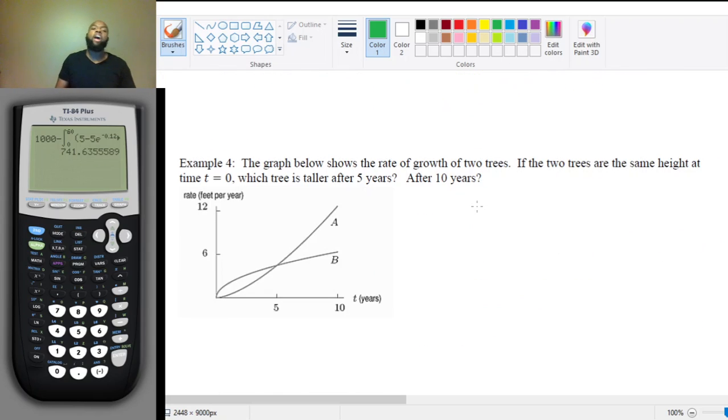One more example. It says the graph below shows the rate of growth of 2 trees. If the 2 trees are the same height at time t equals 0, which tree is taller after 5 years, and then which tree is taller after 10 years? Notice here, my horizontal axis has years, right? My vertical axis has the rate, which is in feet per year. So it's the rate of change of the height, and the unit of change is years, right? I'm going to call this function a of t, this rate of change of tree A, and I'm going to call the function that represents the rate of change of tree B, b of t.